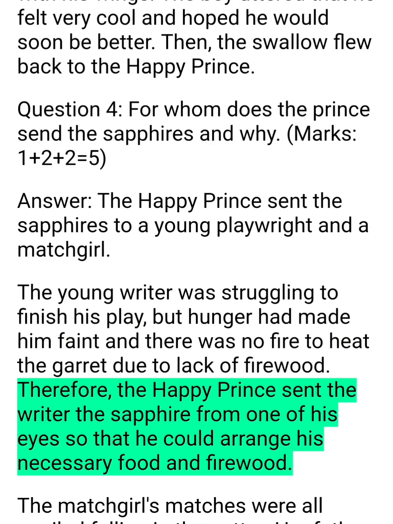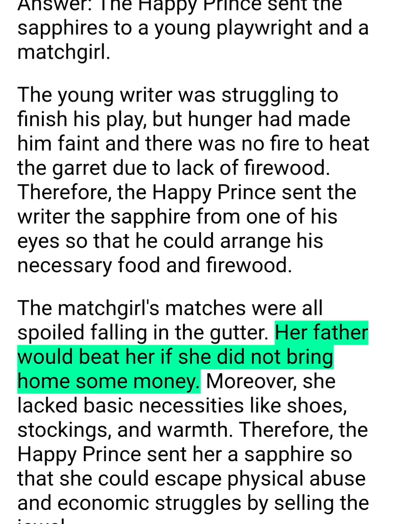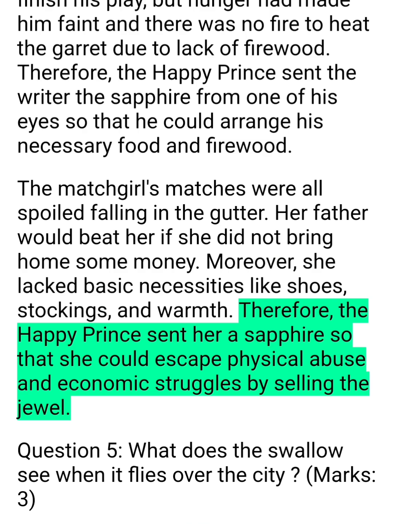Therefore, the Happy Prince sent the writer the sapphire from one of his eyes so that he could arrange his necessary food and firewood. The match girl's matches were all spoiled, falling in the gutter. Her father would beat her if she did not bring home some money. Moreover, she lacked basic necessities like shoes, stockings, and warmth. Therefore, the Happy Prince sent her a sapphire so that she could escape physical abuse and economic struggles by selling the jewel.